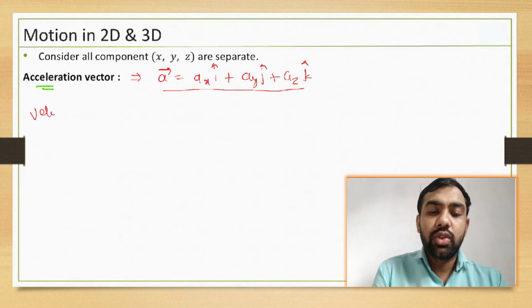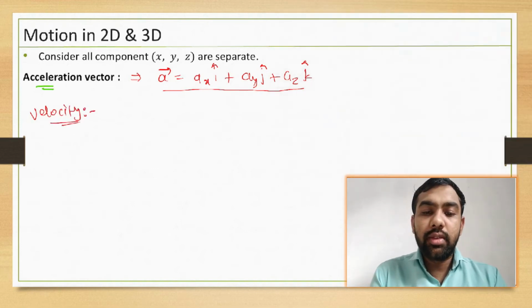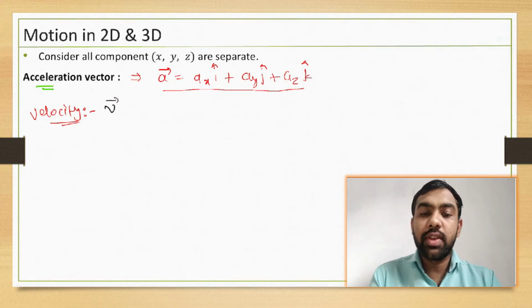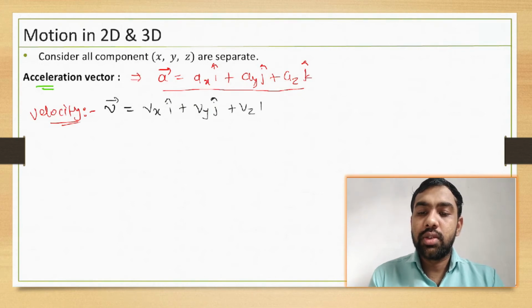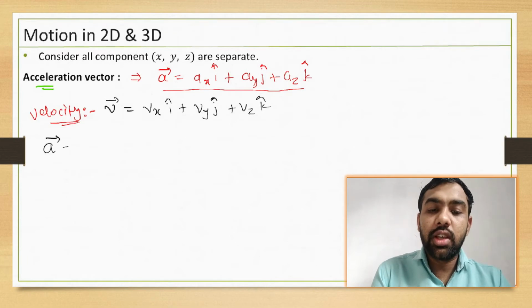So what is velocity actually? So generally v gives velocity in this way, as we just discussed in a previous slide. So v is equal to vxi plus vyj plus vzk. So take the differentiation. So acceleration is equal to what?